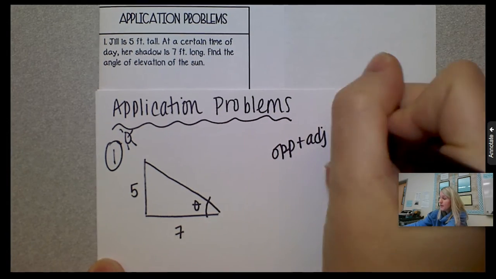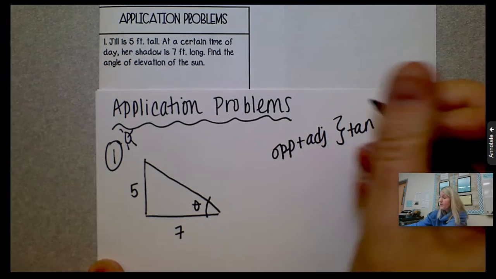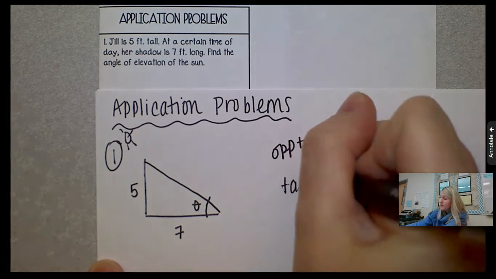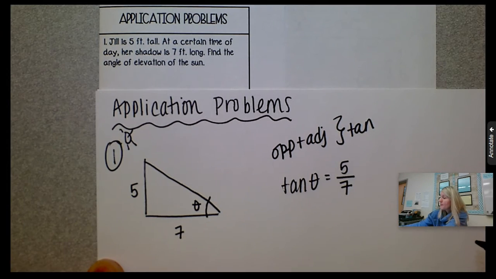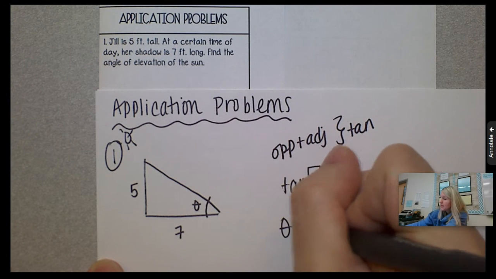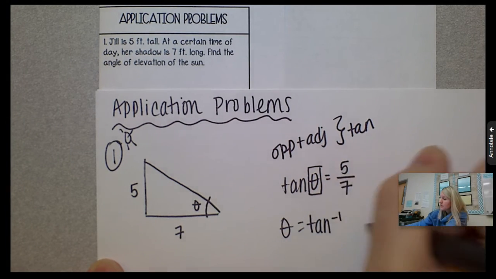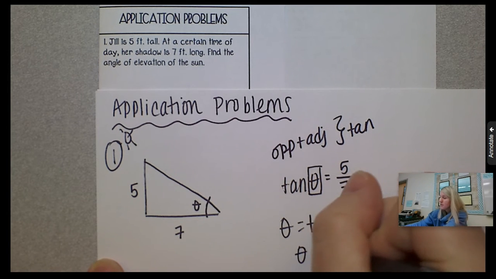So in my head, I say, hey, I'm going to pick good old tangent. And I'm going to fill in what I know. Tangent of theta equals opposite over adjacent. And then anytime you're solving for theta, you are going to use the inverse tangent. So hopefully you attempted that one yesterday, but I like to kind of go over things.